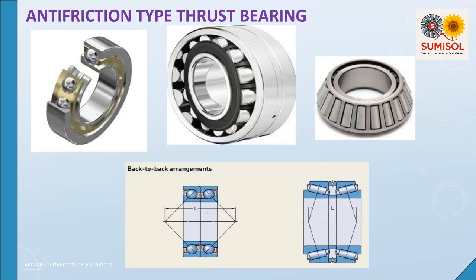Anti-friction type thrust bearings are normally single or double row angular contact bearings, spherical roller bearings, and taper roller bearings. An anti-friction thrust bearing arrangement, back-to-back, places two bearings so their inner rings are closer together than their outer rings, creating a wide span between their load lines. This configuration provides maximum rigidity, stability, and resistance to moment loads from shaft misalignment.